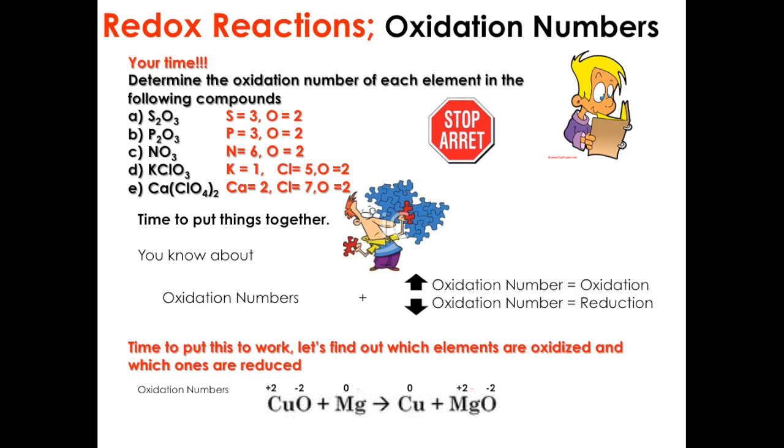Here, we can see the oxidation numbers of copper and oxygen and magnesium. As we can see, magnesium is jumping from 0 to positive 2. So, as the oxidation number is increasing, it's being oxidized. Whereas copper, from positive 2 to 0, is being reduced because it's decreasing. Because of this, magnesium will be the reducing agent, and copper will be the oxidizing agent.